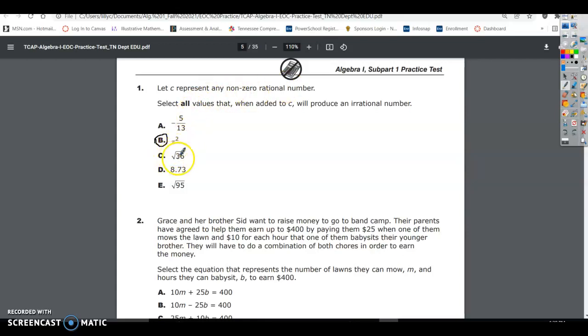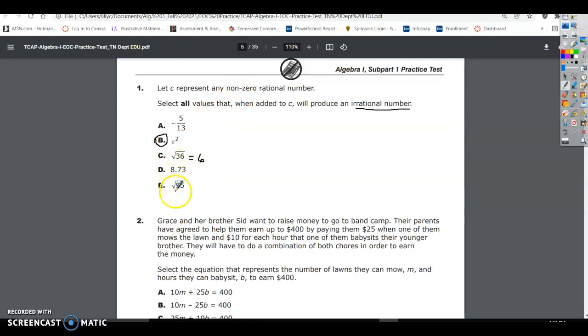All right, square root of 36, so this one equals 6, okay? So we have C, which is a rational number, plus 6, which is another rational number, which equals a rational number, and we're looking for irrational numbers. All right, this is a terminating decimal, so it stops. If it's a fraction or a terminating decimal, terminating means it ends, then it's rational. So a rational plus a rational is still a rational.